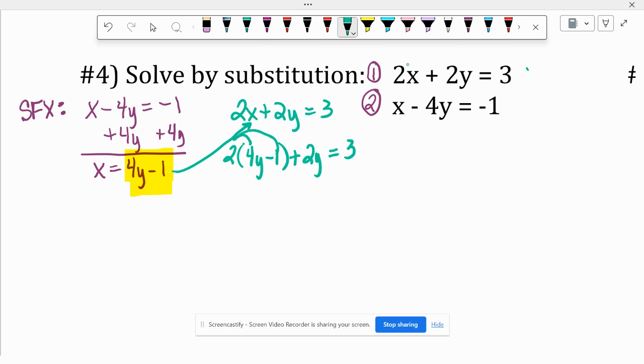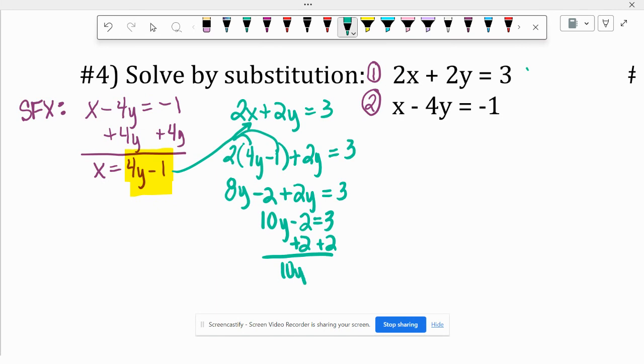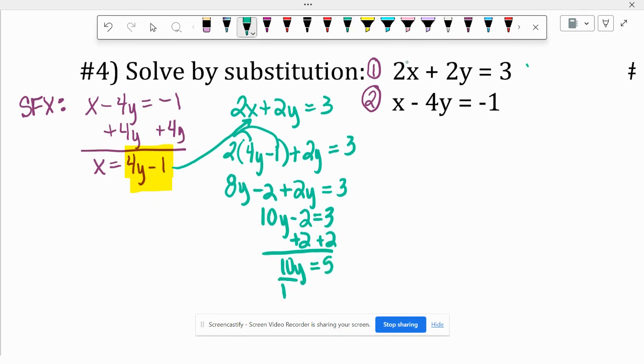I have to distribute. That gives me 8y minus 2 plus 2y equals 3. 8 plus 2 is 10, so 10y minus 2 equals 3. Add 2 to both sides. 10y equals 5. Divide both sides by 10, and I find out that y equals 1/2. That's the y coordinate of my solution.